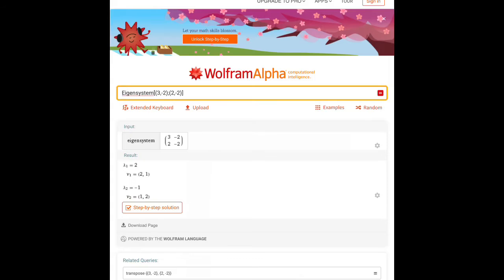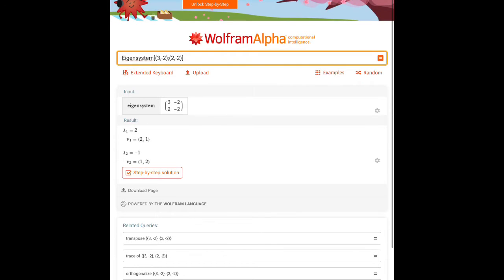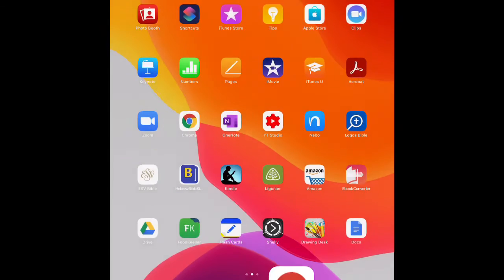So I've already done this for this matrix. It's 3, -2, 2, -2. This is the matrix. And one of the eigenvalues is 2 with eigenvector (2, 1). And another eigenvalue is -1 with eigenvector (1, 2). So let me copy that down. So -1, (1, 2). And then the other one was 2 and (2, 1).